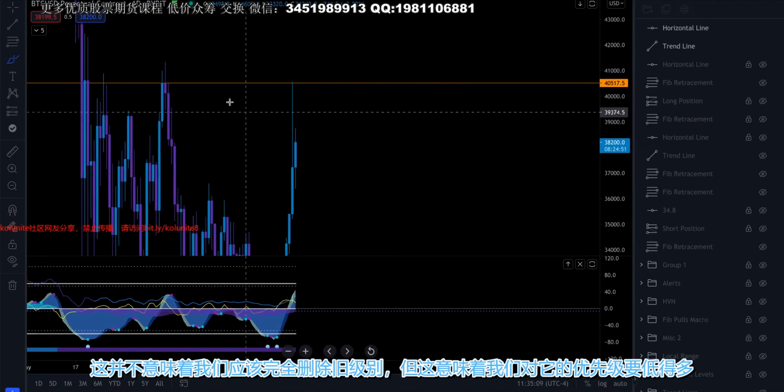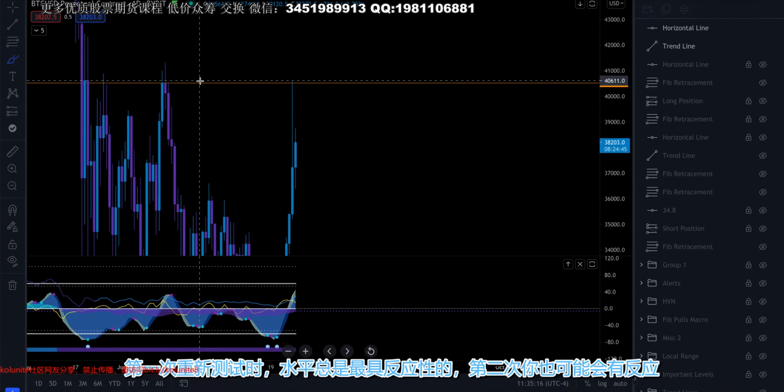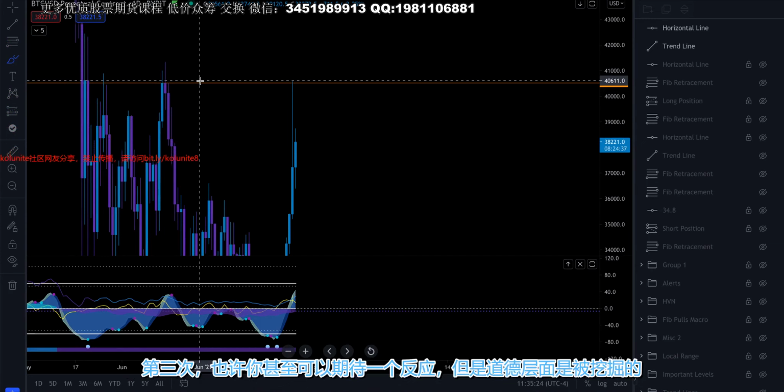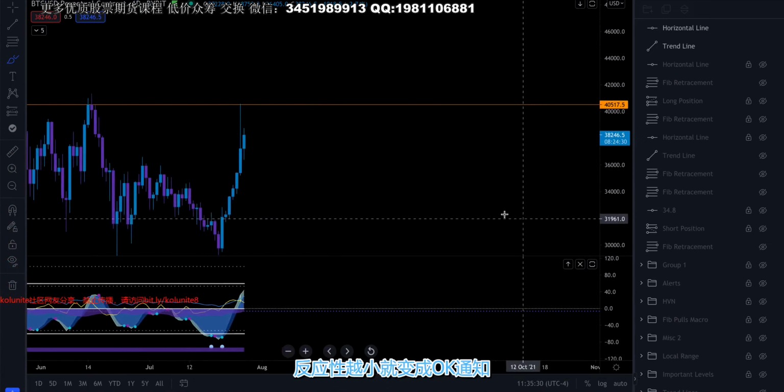Now, it doesn't mean we should totally remove the old level, but it means we give it much less priority. The level will always be most reactive the first time it is retested. The second time, you can also probably expect a reaction. The third time, maybe even you can expect a reaction. But the more a level is tapped, the less reactive it becomes, okay?